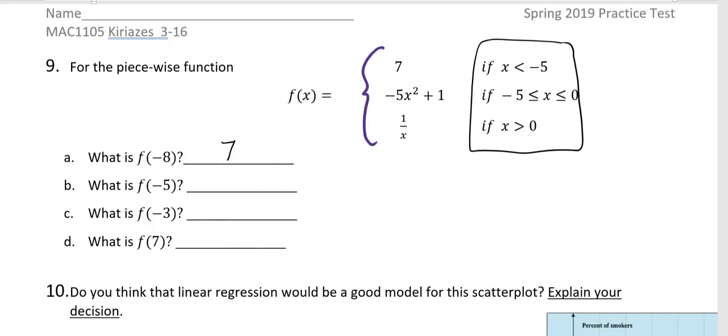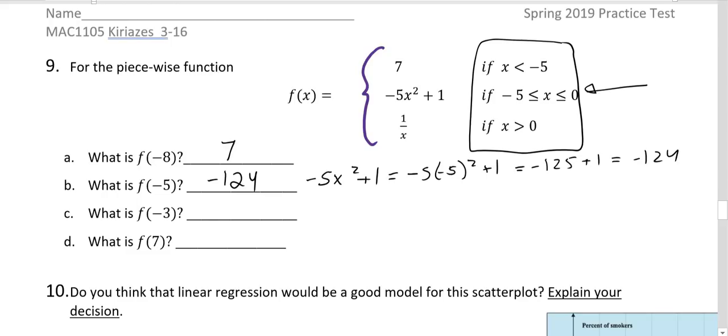Next, I look at an input of negative 5. Well, less than negative 5 is not equal to negative 5. So when it's equal to negative 5, I need to use this equation, negative 5x squared plus 1. Okay? Let's evaluate that for when x is negative 5. We get negative 124. Now, what is f at negative 3?